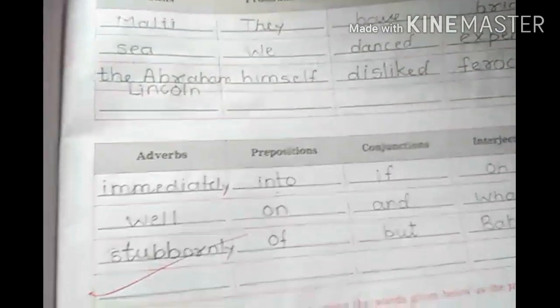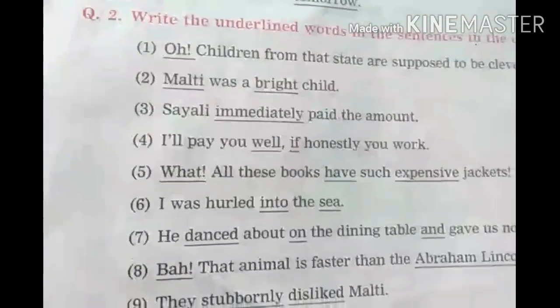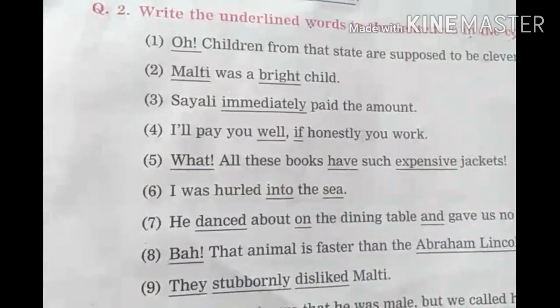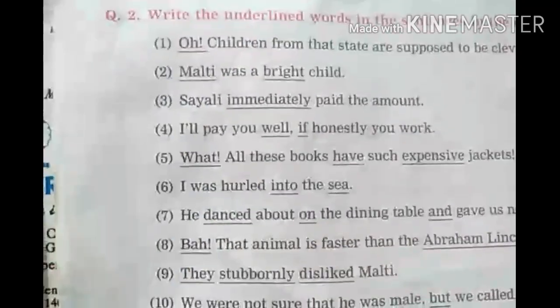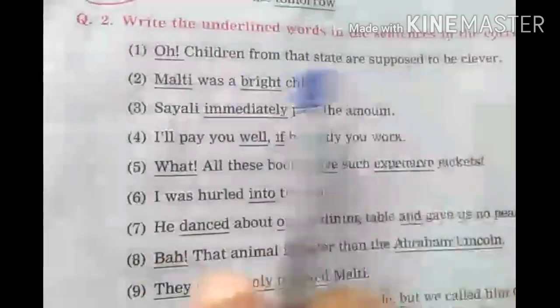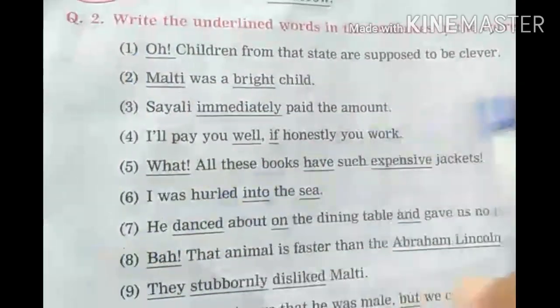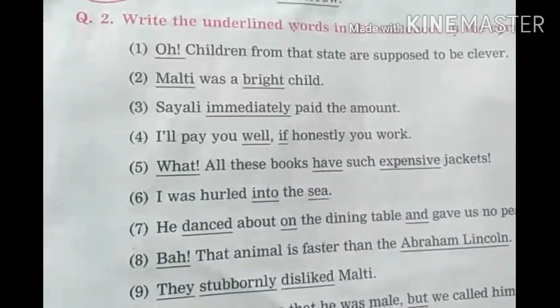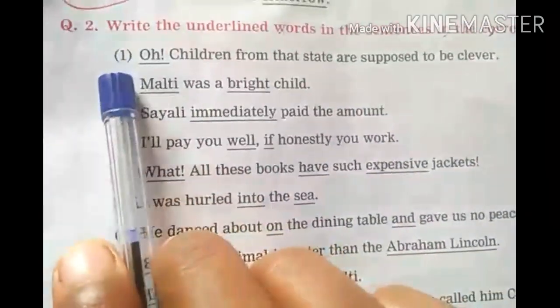They have given you columns, and they have given you 8 parts of speech in each column. So, from these sentences, you have to separate out which word is coming under which part of speech. Under that, you have to write them down. Okay, students, now see number 1.